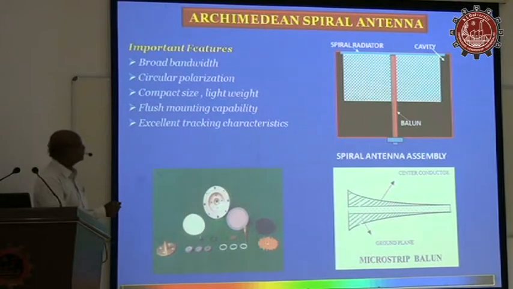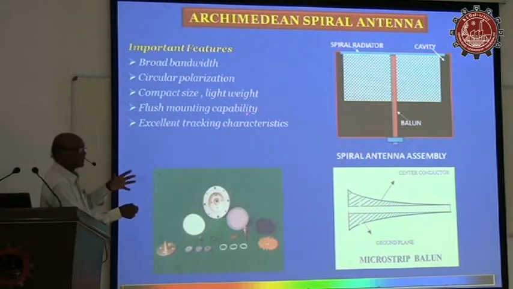Now next we go for the Archimedes spiral antenna. The main features of this spiral antenna are broad bandwidth, circular polarization, compact size, lightweight, flush mounting, and excellent tracking accuracy. This is one of the important parameters for DF application, because we are using this antenna in 4 element, 6 element, 8 element arrays. In comparison, 4 element is based on interferometer arrays.